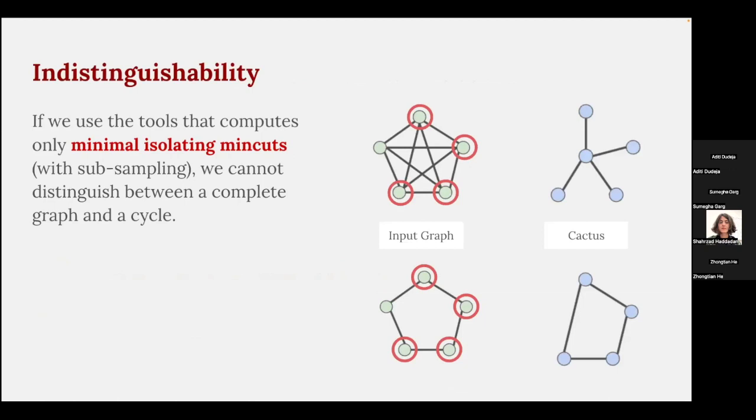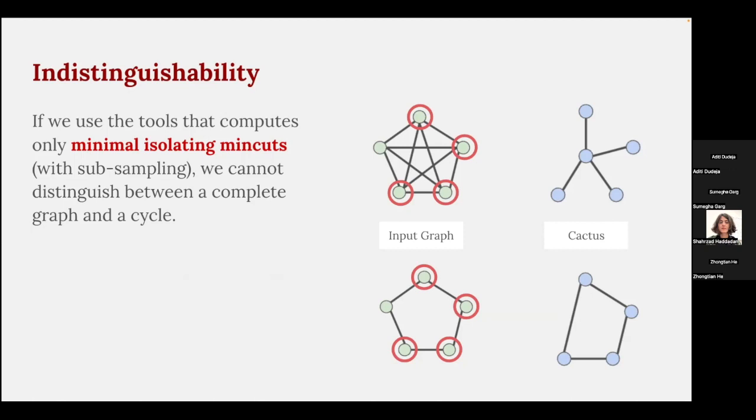So let's consider some simple cases. If the input graph is a complete graph with those red vertices as terminals, then the Cactus is a star. So those 4 red vertices are mapped to the leaves of this Cactus, and this is an empty node. There are no terminals mapped to this. And if the graph is a cycle, in this case the Cactus is also a cycle.